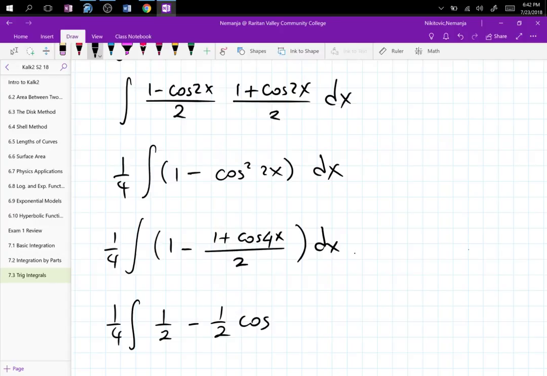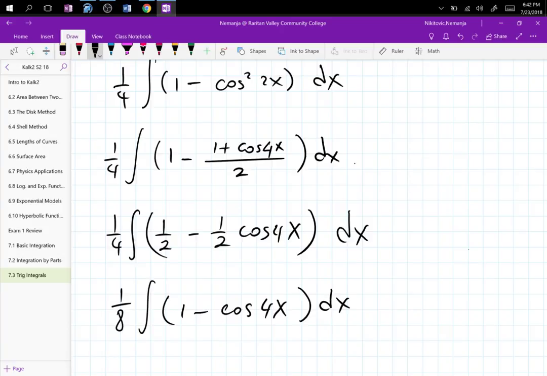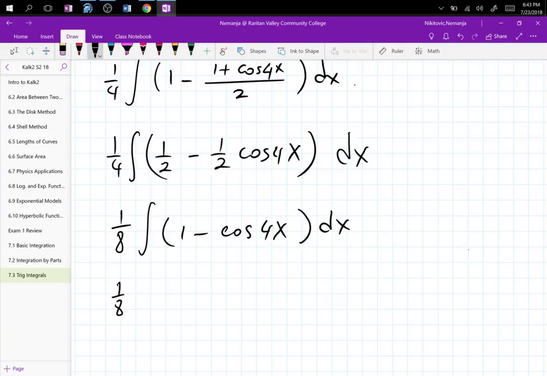Minus 1/2 cosine 4x, and finally I can integrate because I don't have any more exponents on trig, and I have a single trig in each of the terms. So now I can factor out 1/2, so that's 1 over 8, and I have the integral of 1 minus cosine 4x dx. So what do I do? 1 over 8, the integral of 1 is x, minus the integral of cosine is positive sine, so sine 4x over 4, and then we have plus c.